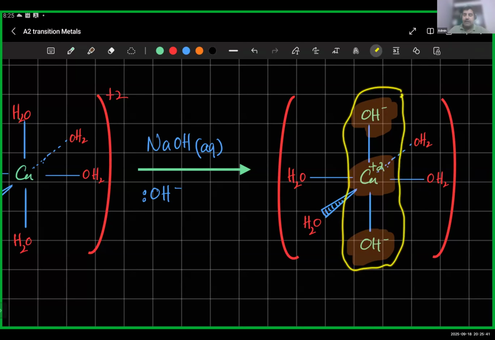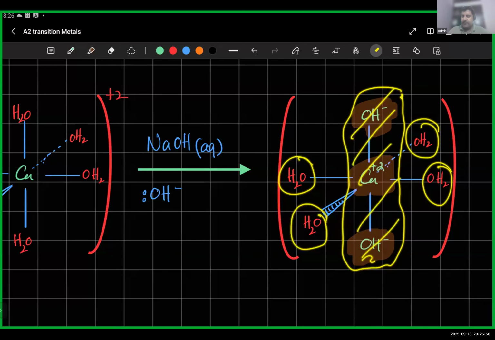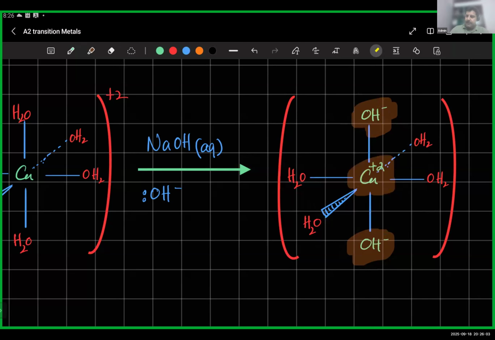The whole thing is now neutral, right? Which is why the water molecules that were previously attached to it would no longer be attached to it. There's no reason for them to be attracted to it, because the middle part doesn't really have a charge anymore. So they're going to eventually leave, and you'll just be left with copper and two OH ions.